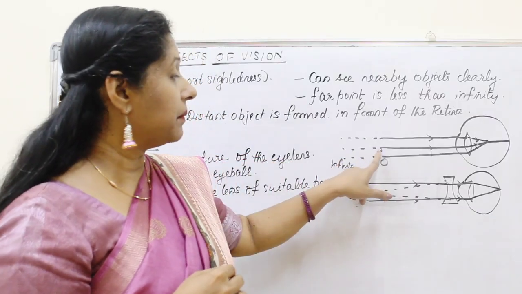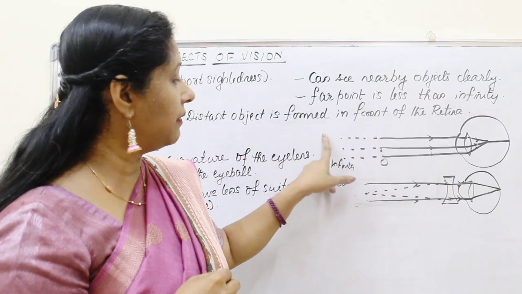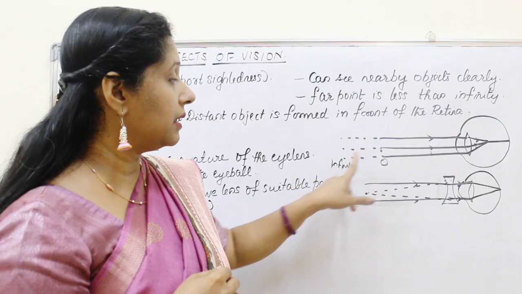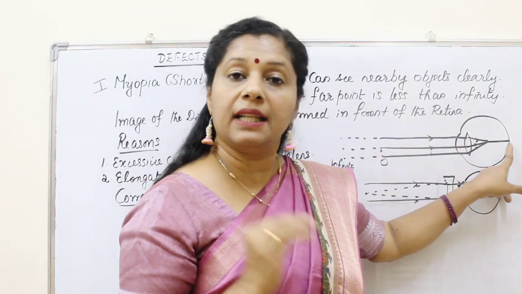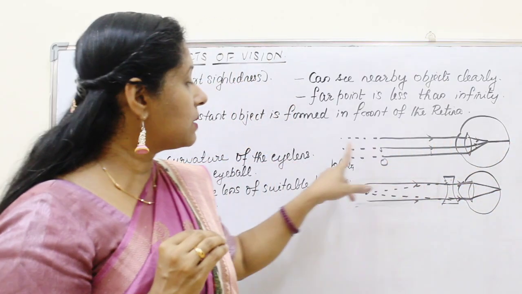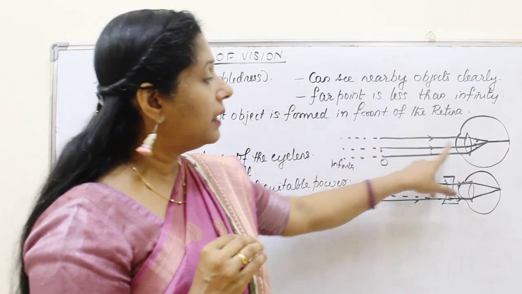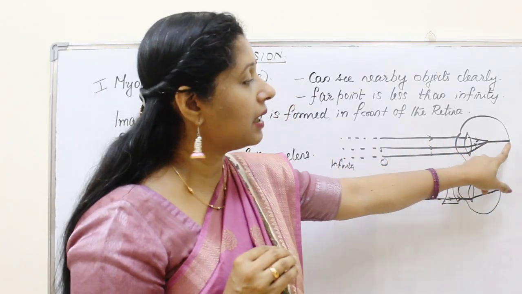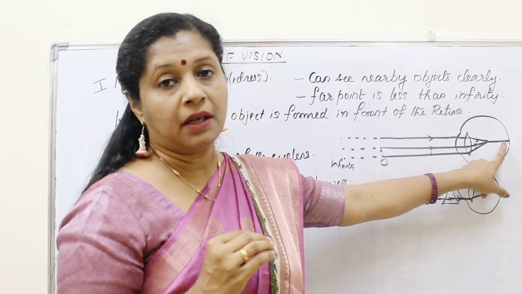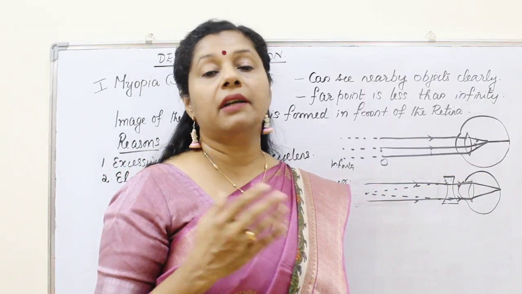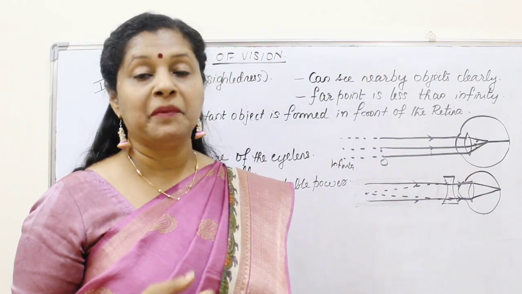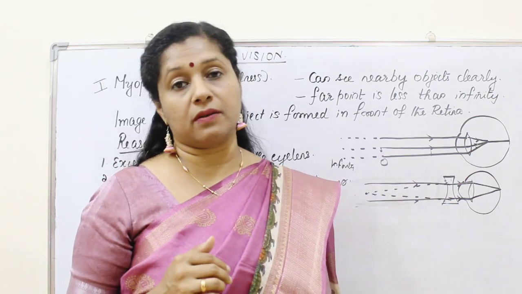So if an object is kept here, this is infinity. Suppose if something is kept here, the image will fall on the retina, they will be able to see. But if it is from the infinity, what happens? It is falling in front of the retina, so they are not able to see. But we know that for any defect like this, we use eye lenses, right? With a different power according to their need. So here, which lens to be used is the question.